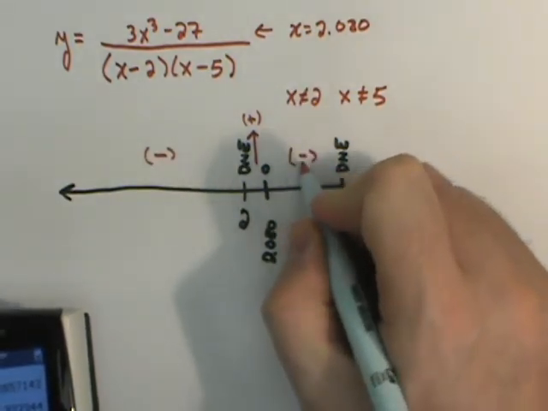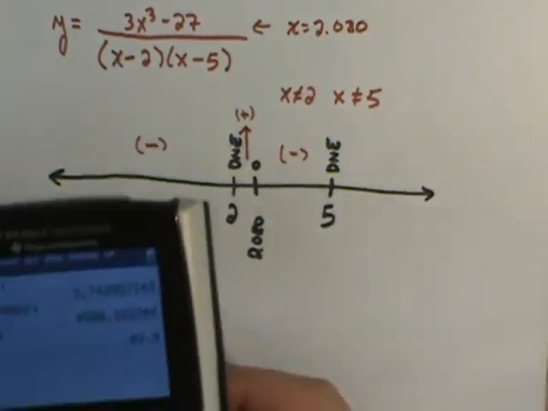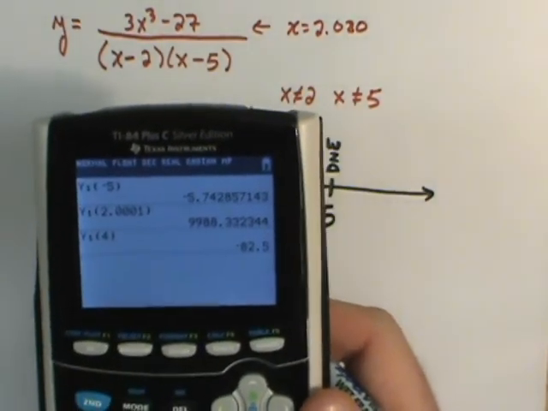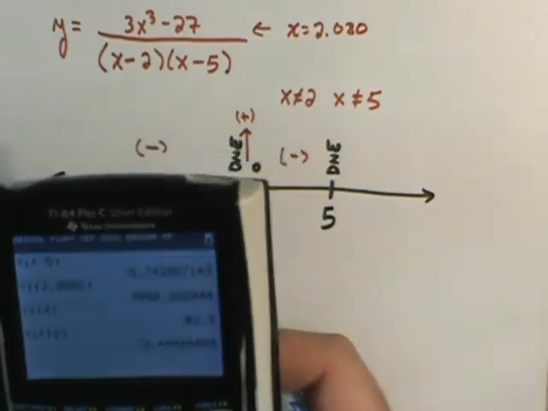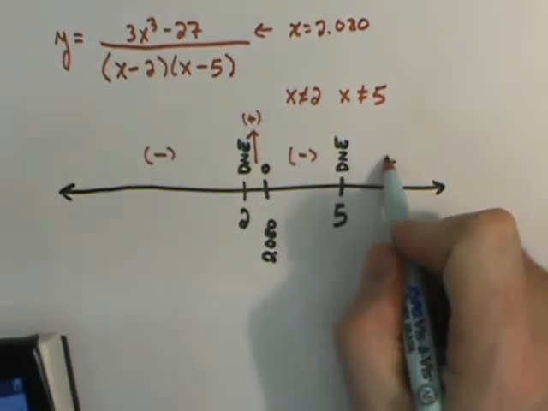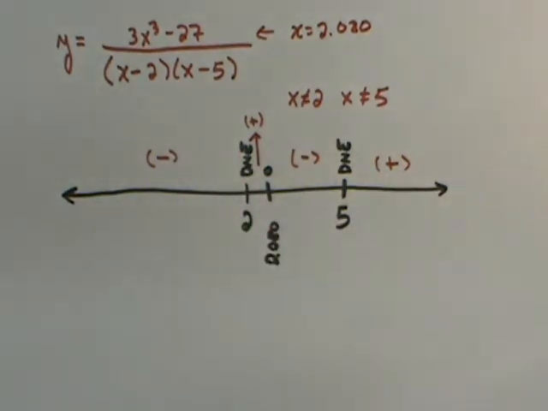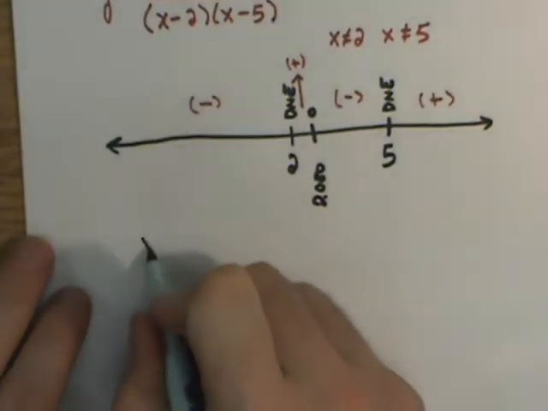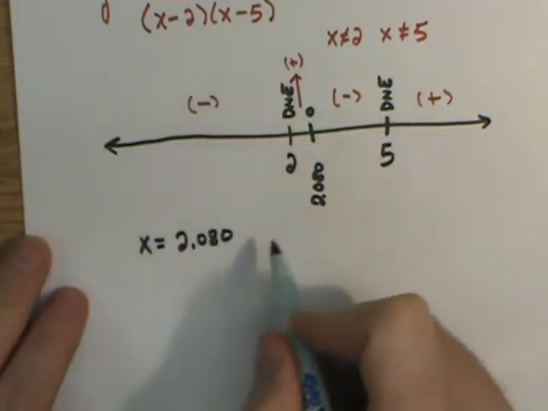So this is negative. And then I want to try a positive or value above positive 5. So let me try something like 11. That gives me a positive result. So now I have a sign check. I have an idea what this graph is going to look like. I want to look at what my zeros were again. I just like to list this out. I have x equaling 2.080. That's a 0.